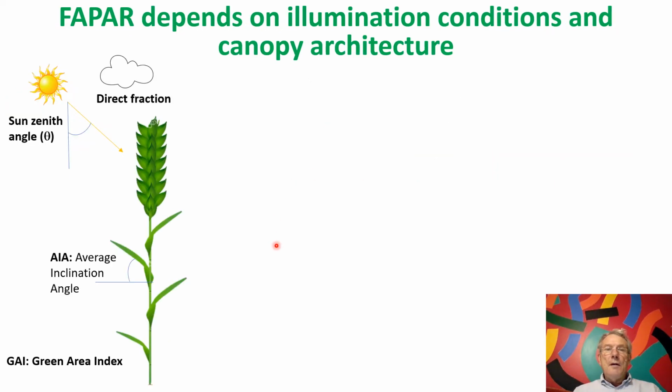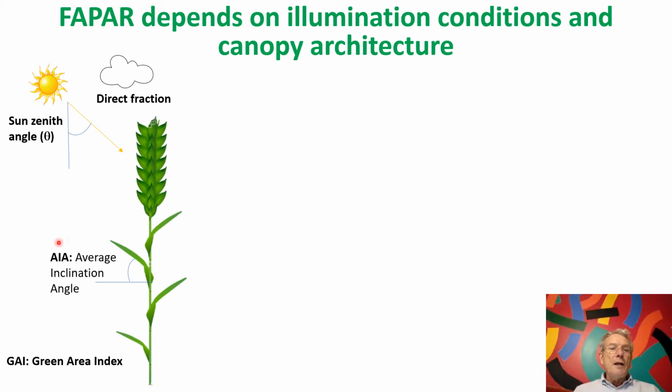The fraction of absorbed radiation depends on illumination conditions and canopy architecture. The illumination conditions are mostly described by the diffuse fraction. It is 0 when there are clouds in the sky, and it is close to 1, or let's say 90%, when the light is mostly coming from the sun under clear sky conditions. And of course, the position of the sun is also very important to account for.